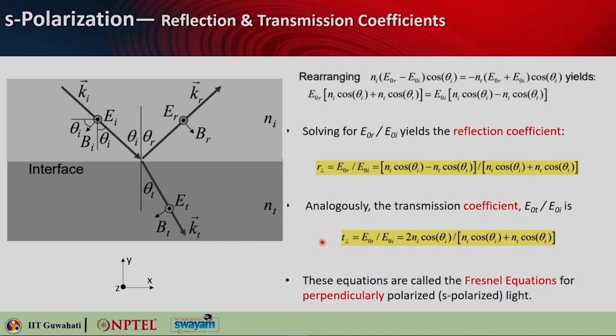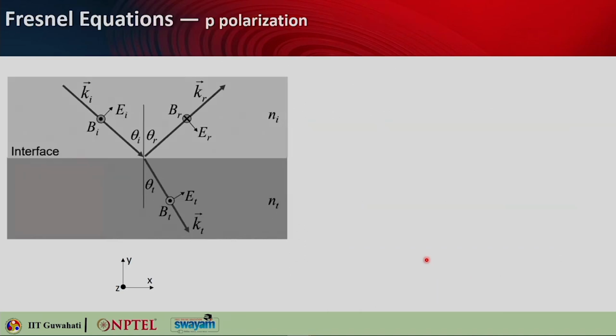Similarly, you can calculate what it is for E0T over E0I, and you will see that you are getting this particular equation, that is 2 Ni cos theta i over Ni cos theta i plus Nt cos theta t. You see the denominator remains the same, only the numerator is changing. So these equations are called the Fresnel equations for perpendicular polarized light, or S polarization, or TE polarization. Okay, fine. So the same exercise needs to be also done for P polarization.